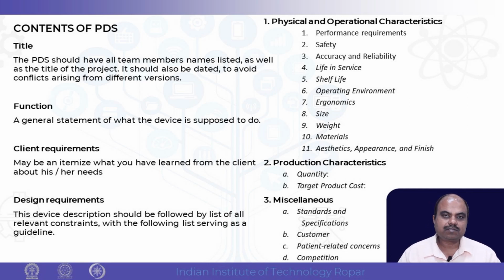Size of the product, size means what size, the weight, then materials, aesthetics, appeal, finish, what kind of finish we are going to have. Then quality, so production characteristics means quality.